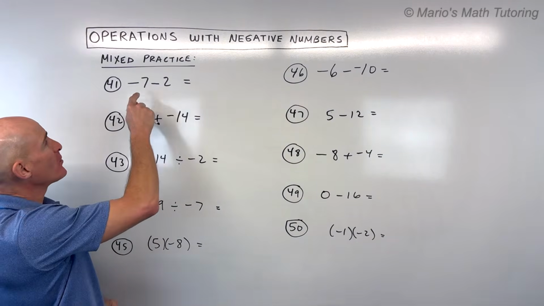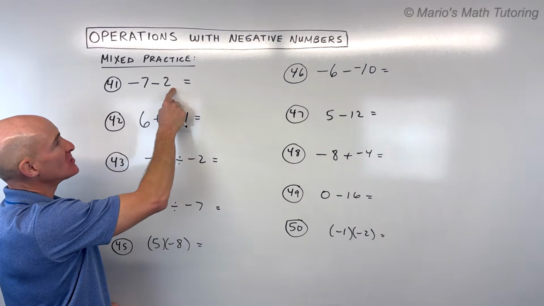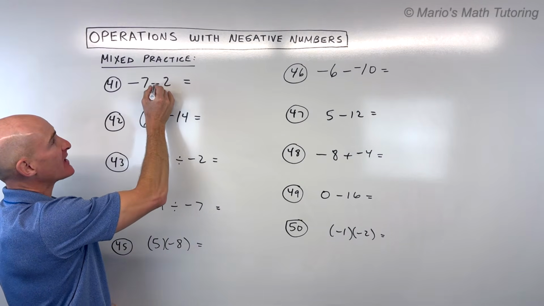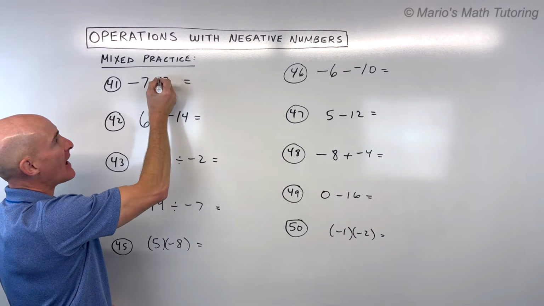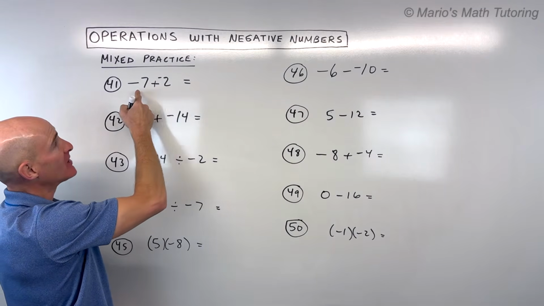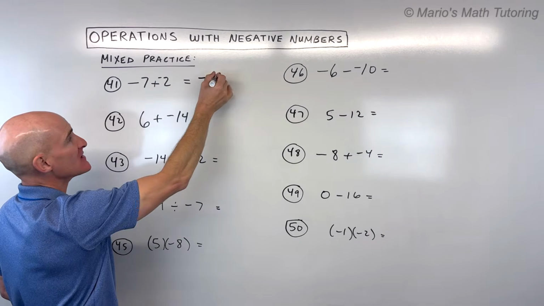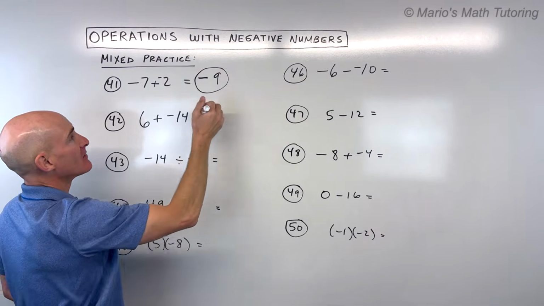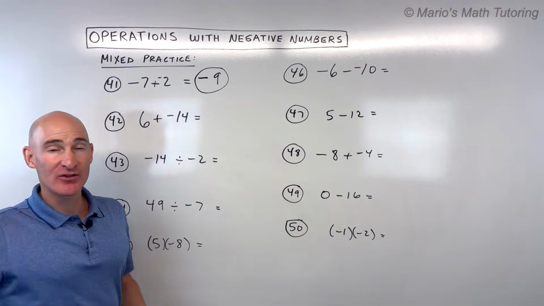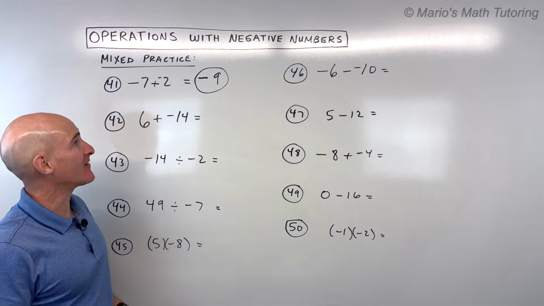So starting with 41, negative 7 minus 2. When I see a subtraction sign, I think of that as adding the opposite. Always want to change that second number. A negative plus a negative is a negative. 7 plus 2 is 9. Again, this is like walking backwards 7 steps plus another 2 steps back. That's 9 steps back, right?